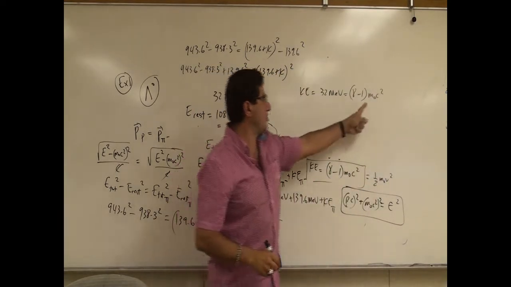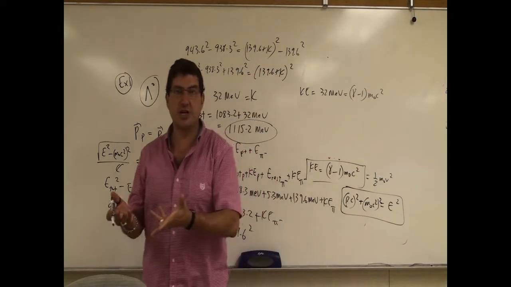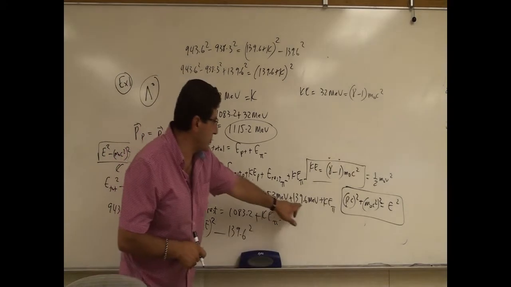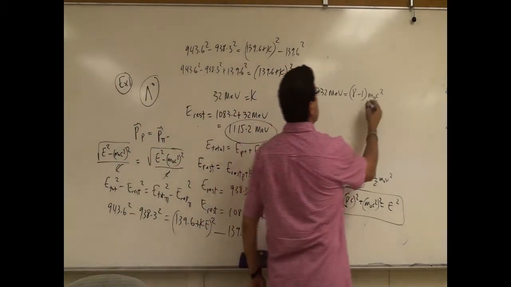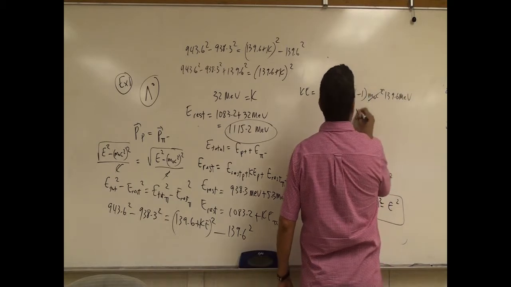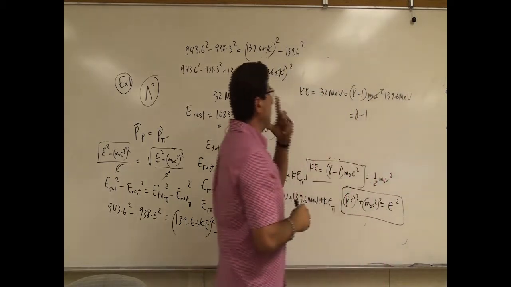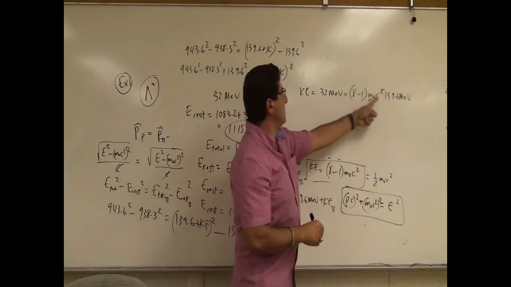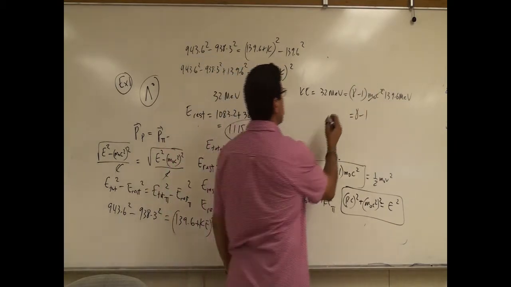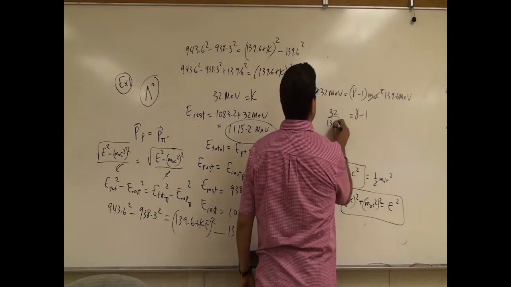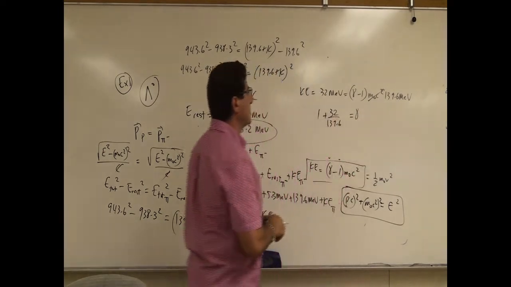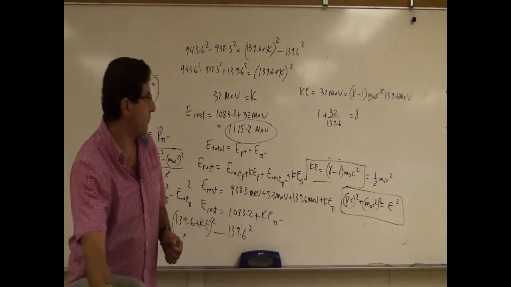So what is the m0 c squared? That is the rest energy of the pion, right? What is the rest energy of the pion? We had earlier 139.6. So this is 139.6 mega electron volts. So what does that mean? That means gamma minus 1 is 32 divided by 139.6, and the mega electron volts cancel, right? So 32 over 139.6. And then I add 1 to that. So that means the gamma factor is 1.229.